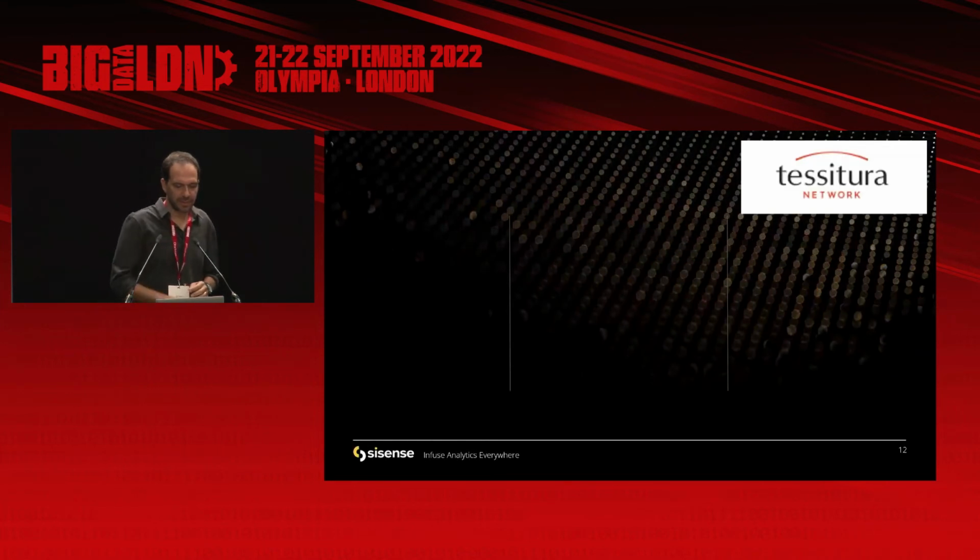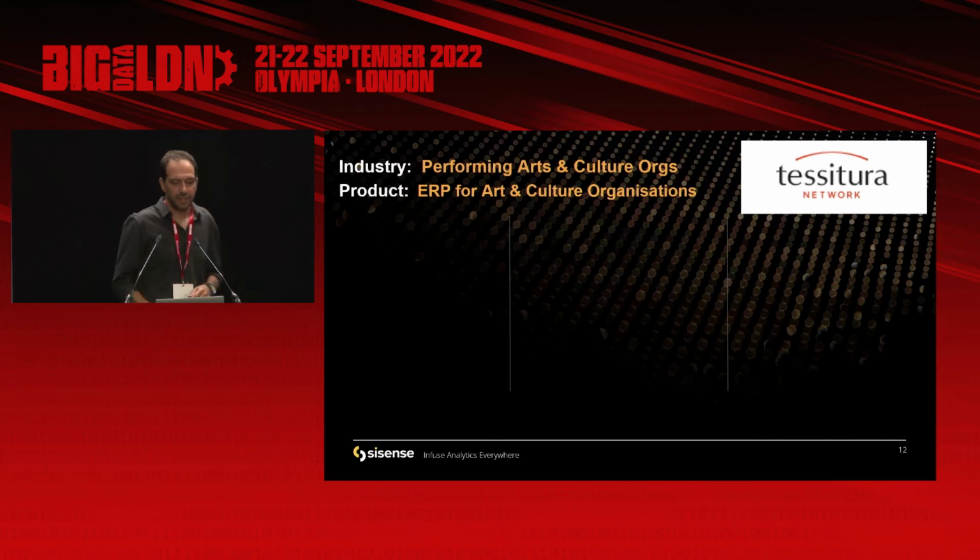And then the last example is from a completely different industry, and it's kind of my favorite. It's from a performing arts and culture organization. The company is called Tessitura. I think it's US based. What they developed is an ERP for art, performance and culture organizations. So their customers are the Royal Ballet Company in the UK, the Met Opera in New York, and different sports stadiums across the US.